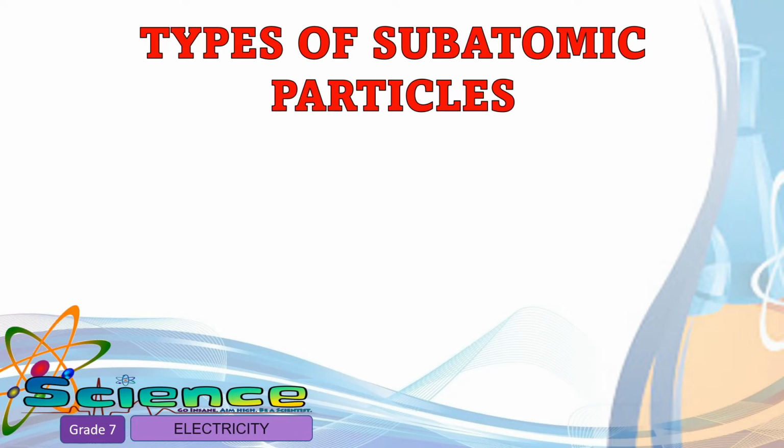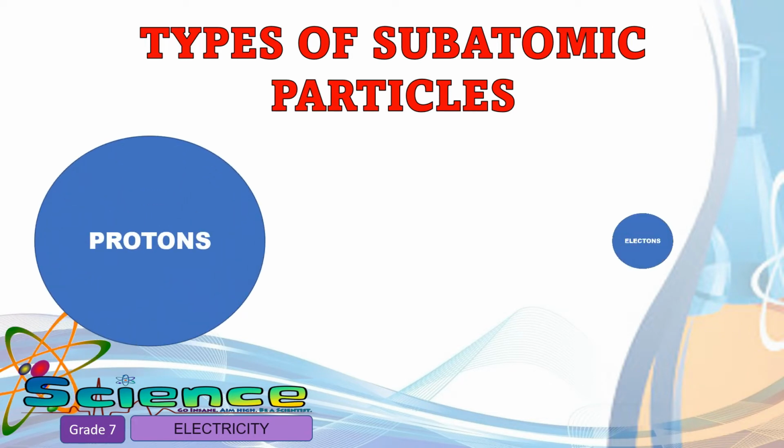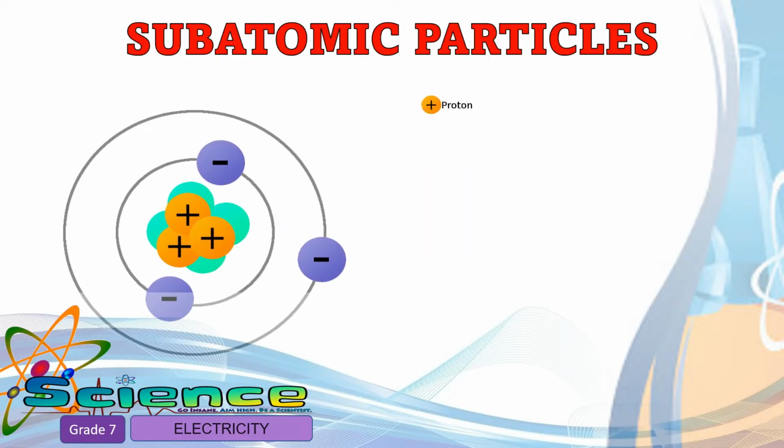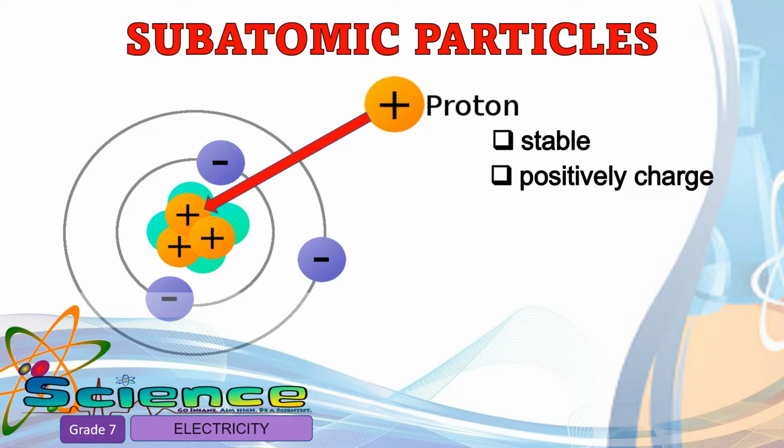Electricity originates inside an atom. An atom consists of subatomic particles exhibiting different charges. These are protons, electrons, and neutrons. A proton is a subatomic particle with a positive charge. In our representation of the atom, the protons are the color orange with the positive sign. If we look into the atoms, we can see that protons are located in the nucleus or at the center of the atom. It is there together with the neutrons.